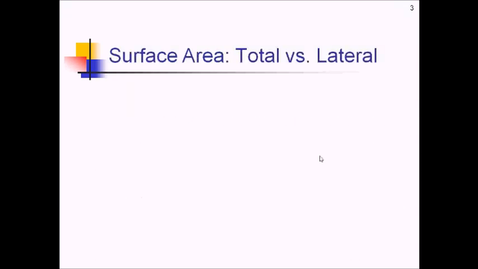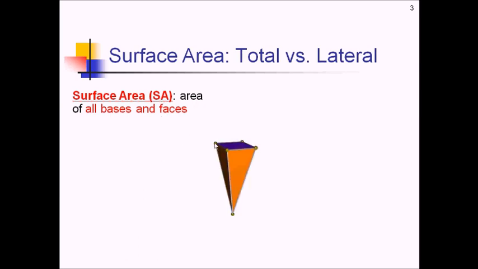Before we get too far into this, we need to make a distinction between total surface area and just lateral surface area. The surface area, or total surface area, which we call SA for short, is the area of all the bases and faces. So for example, with this square pyramid, total surface area, we'd be talking about the area of the square base plus the lateral area of the four triangular faces.